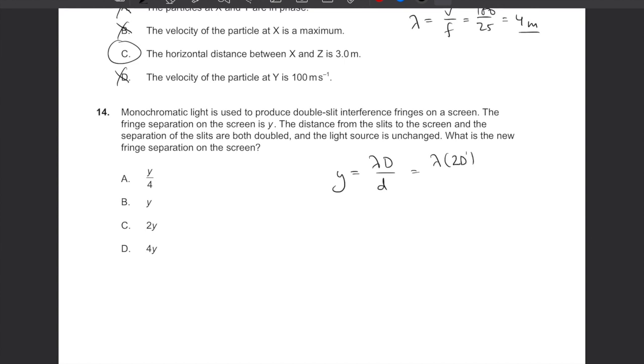But yes, we can use this formula, and if the distance to the screen is doubled and the separation of the slits is also doubled, then both D's double, and of course the fringe separation is unchanged, so you get a B. So that's pretty straightforward use of this formula. And SL students, whenever you are working with double slit interference patterns, you should be very aware of this formula that is in your data booklet. So this is an interference question.